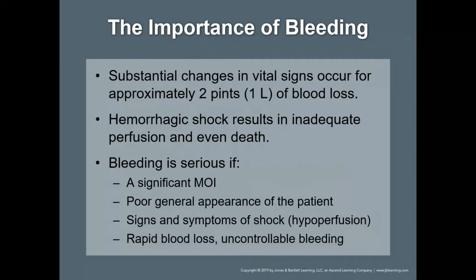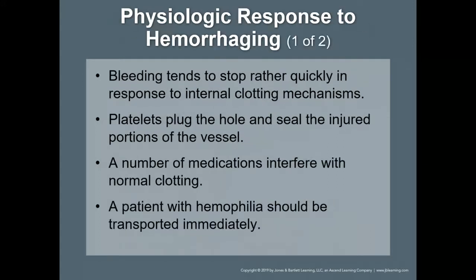But we know that bleeding is considered serious if there was a significant mechanism of injury, or possibly the patient just has a poor appearance. Maybe there are signs of shock already present, like altered mental status or pale, clammy skin, or if we actually visually see rapid loss, or we have some kind of bleeding that we can't control through our ordinary means. So how does our body respond to hemorrhaging?